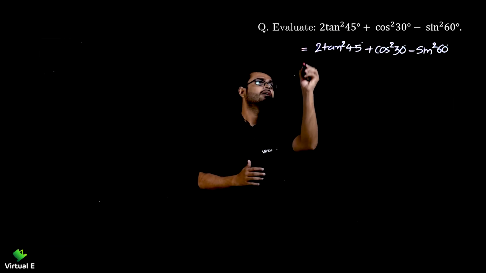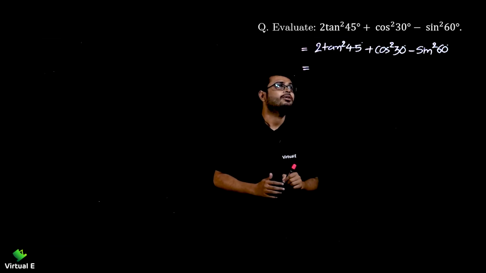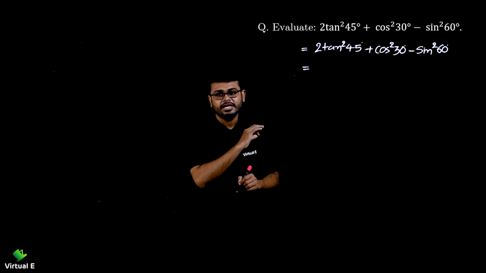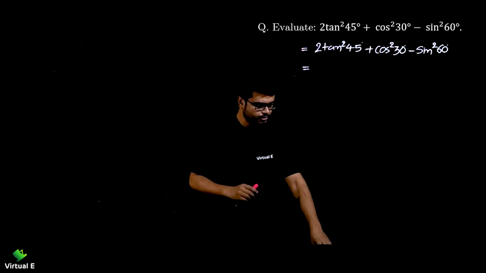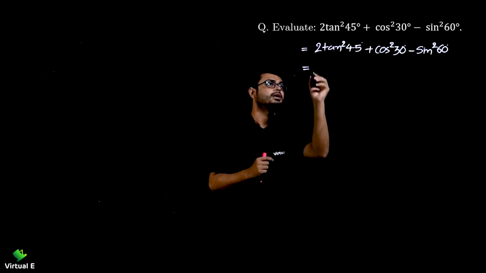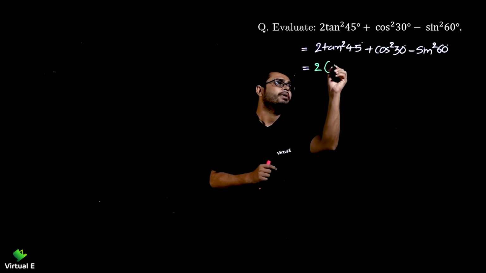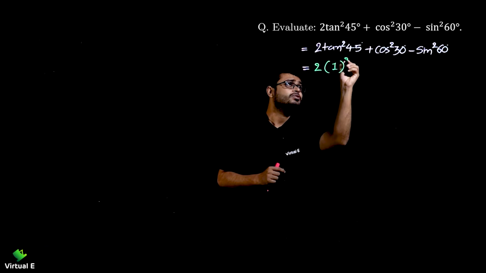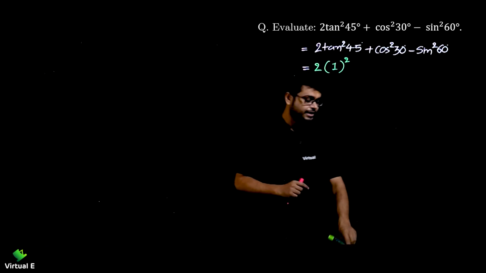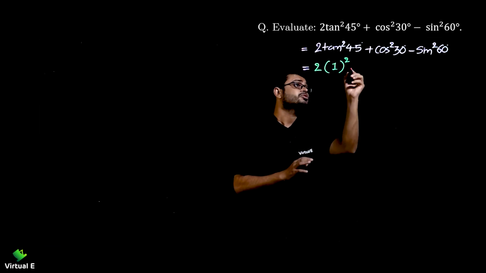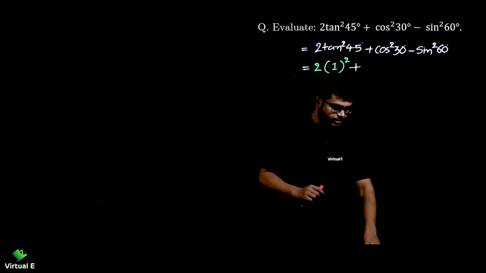So let's start. First of all, I need to get the value of tan square 45 degree. So I am going to use the value of tan 45 degree. Value of tan 45 is 1. So 2 into bracket 1 and square. Remember, square is over here. Don't forget it. Then let's do the next one, which is plus cos square 30 degree.